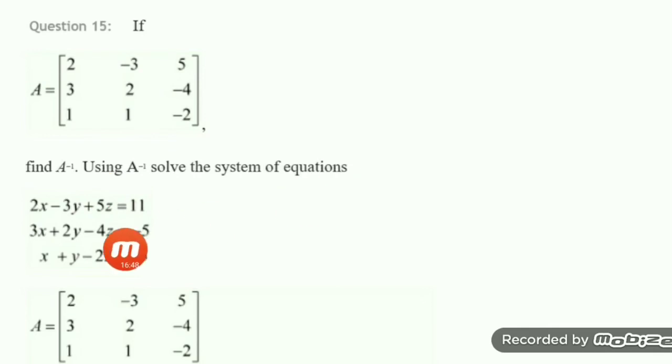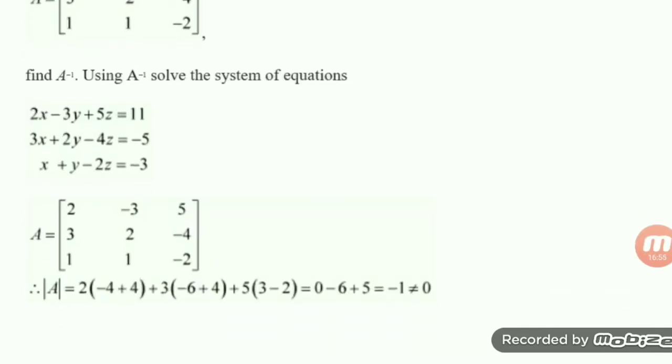Using A inverse, solve the system of equations. So here your first aim is to get the value of A inverse. A is given, so first you get the value of determinant of A. I have calculated the determinant of A. Since determinant of A is minus 1, it is not equal to 0, so the inverse exists.